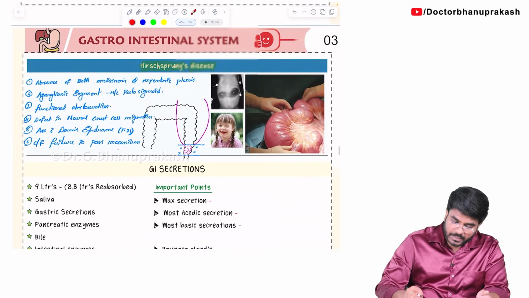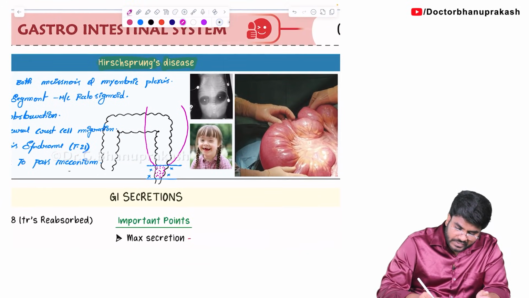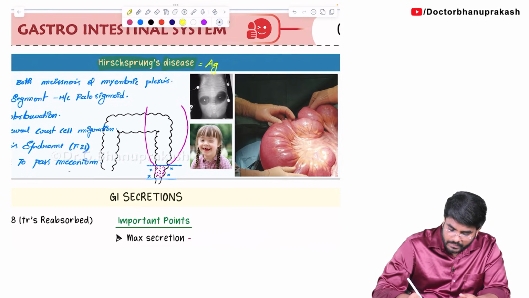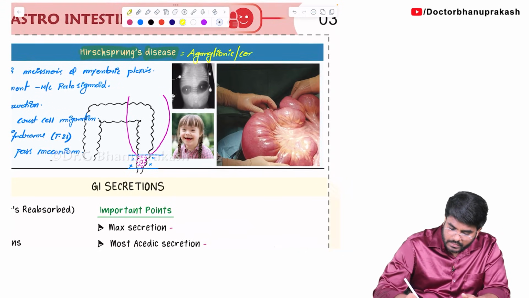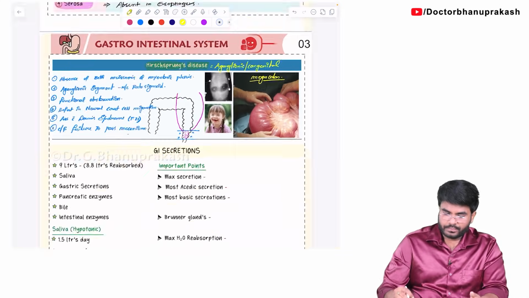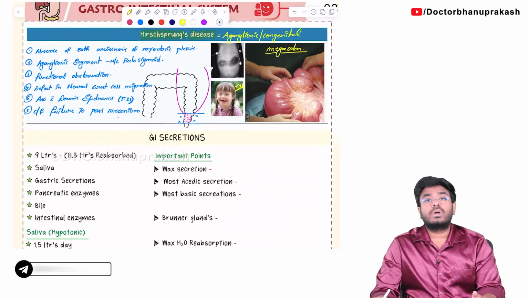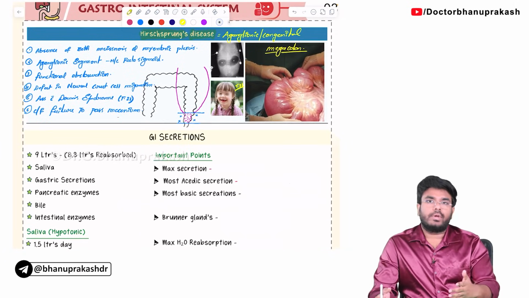That's why Hirschsprung disease is also called aganglionic, or congenital megacolon. And who is going to develop this? It's Down's babies. Patients who are suffering with Down syndrome are going to develop this.